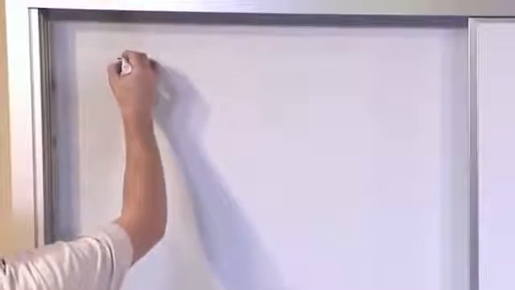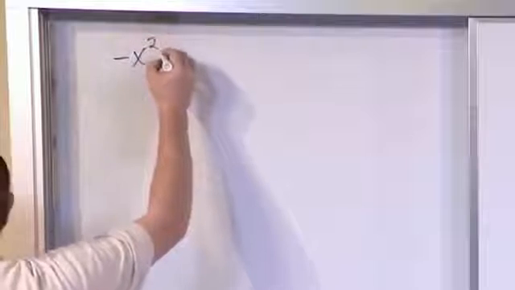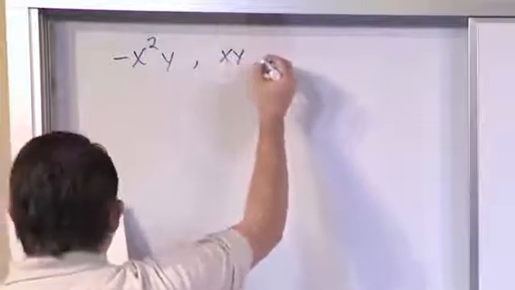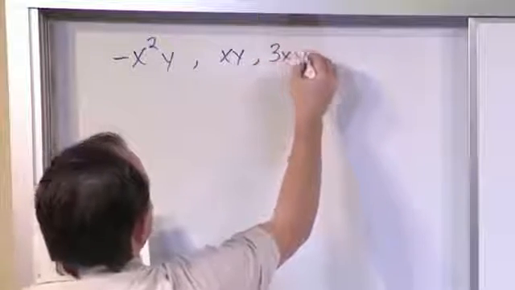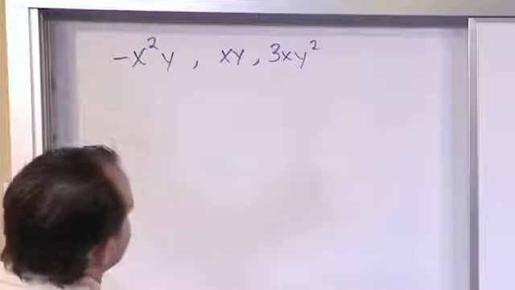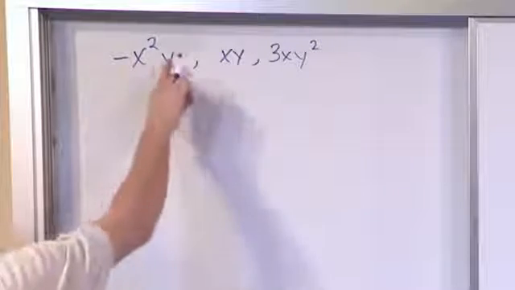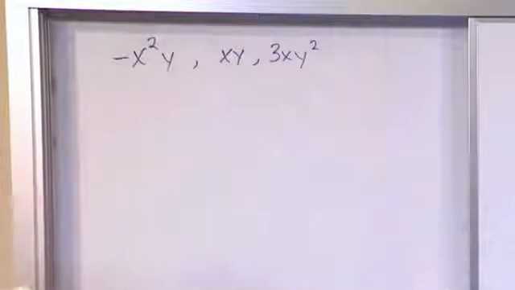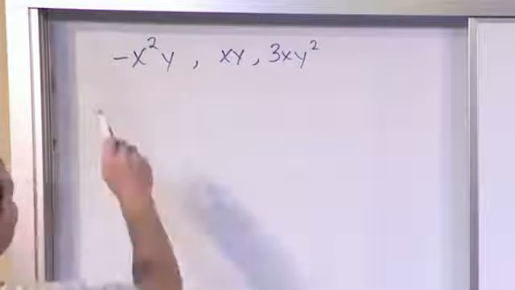All right, what if I have negative x squared times y? The next term is x times y, and the next term is 3 times x times y squared. And the question is, are these like terms or unlike terms? Well, if you're not experienced in this, you might say yes, because you have an x here, x and x, you have a y, and a y. But hopefully you've realized that that's not true, because the exponents are all different.